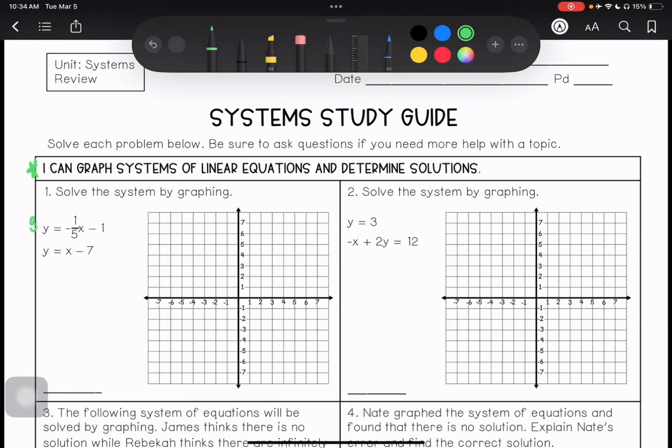Okay, so we're going to look at equation A. Equation A, the y-intercept is -1 and the slope is -1/5. So I'm going to plot that. -1 is my y-intercept because the ordered pair for the y-intercept is (0, -1). And then I'm going to go down 1 and to the right 5, or I can go up 1 and to the left 5. And then draw your line.